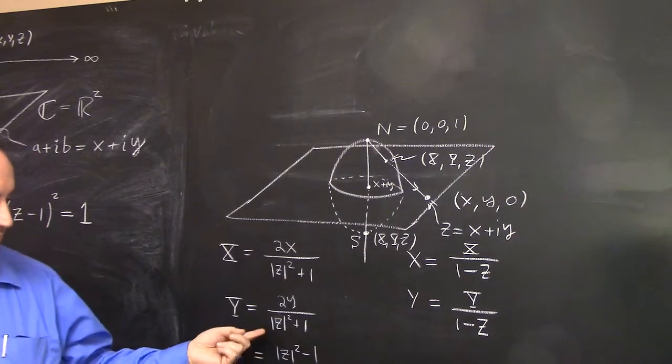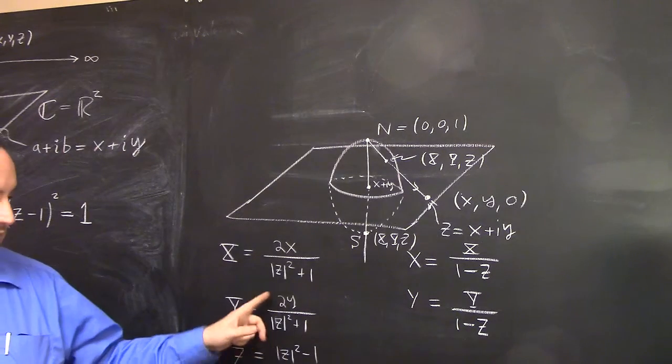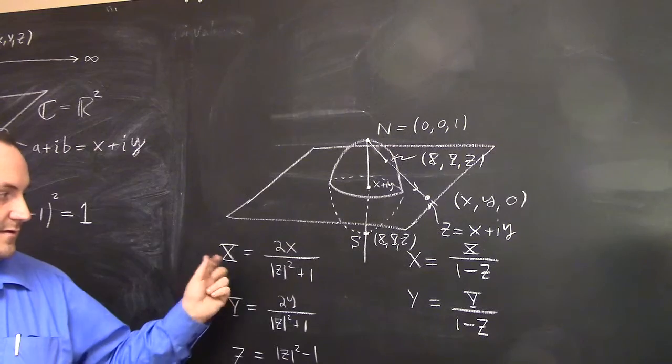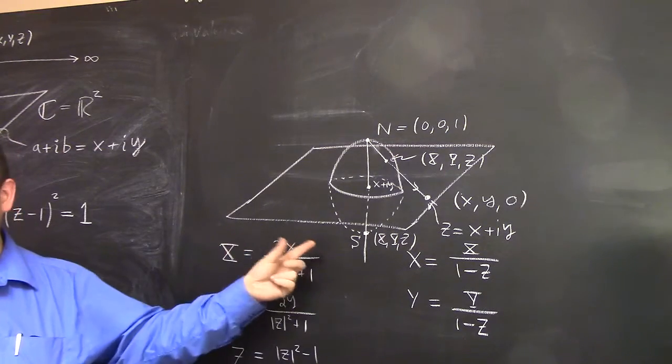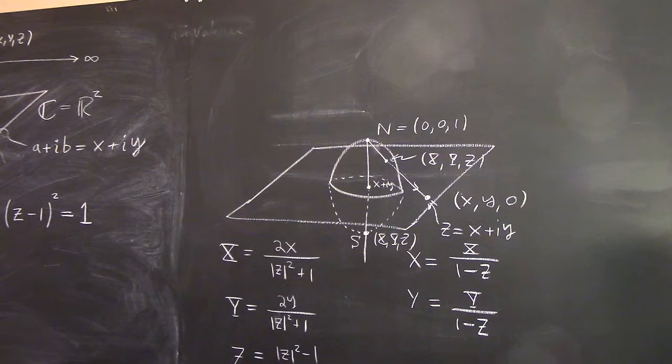What happens if you have modulus of z equals 1? Then y equals y, x equals x. You can see it, it's right there. So now I'm sure our picture is legit.